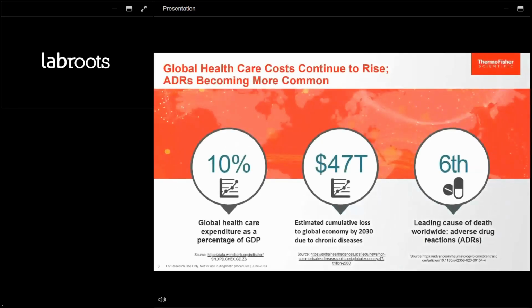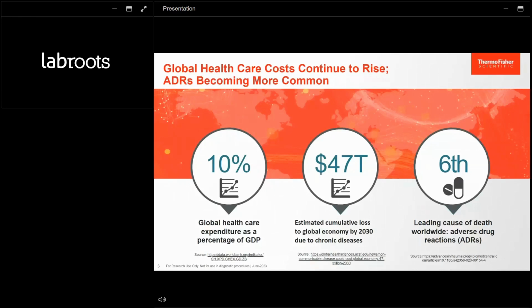So we all know that global healthcare costs continue to rise. Overall, global healthcare costs as a percent of GDP are around 10%. The estimated loss to the global economy due to chronic illnesses is estimated to be about $47 trillion by 2030. And one of the leading causes of death worldwide is the adverse effect of drug reactions, or ADRs.